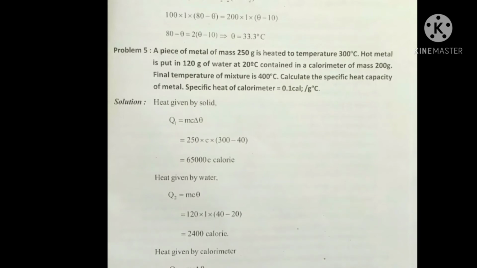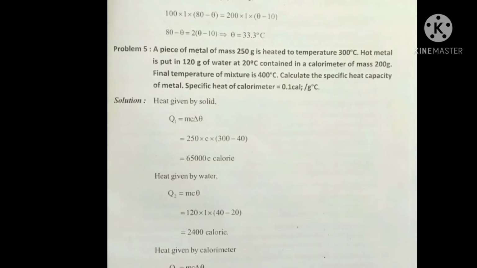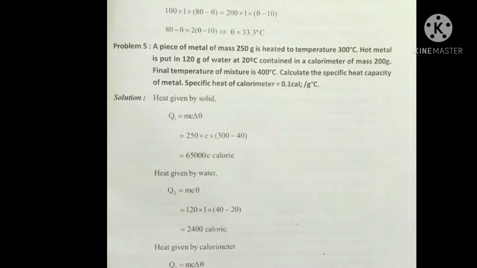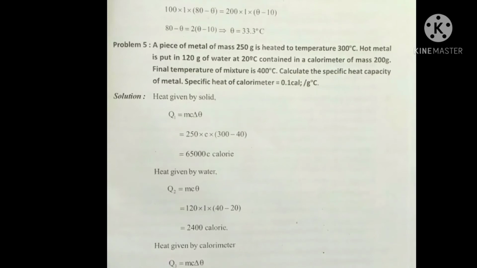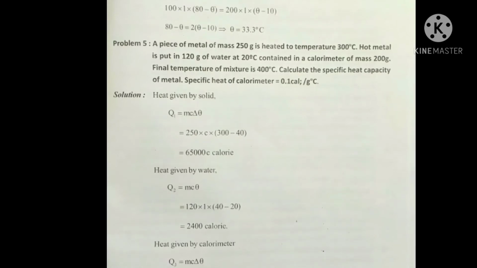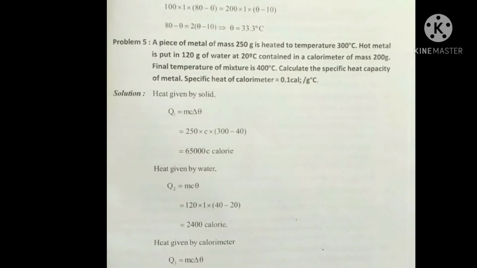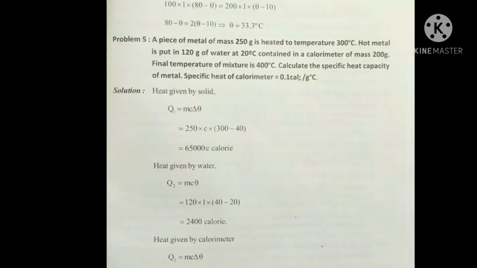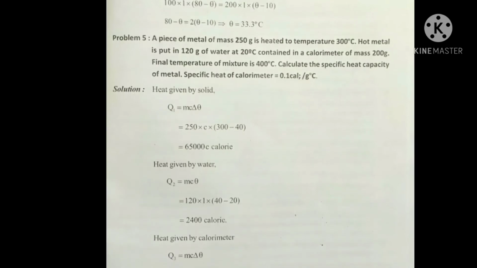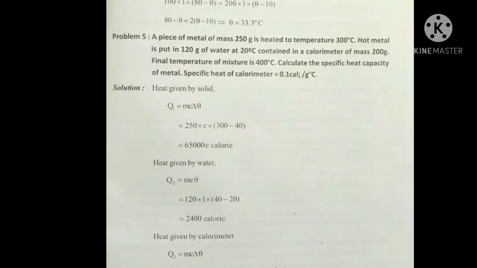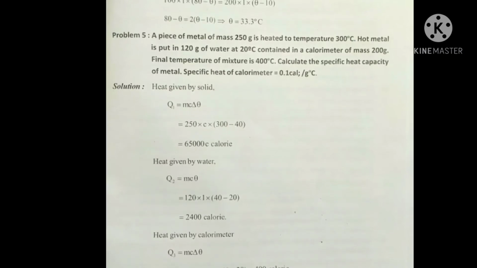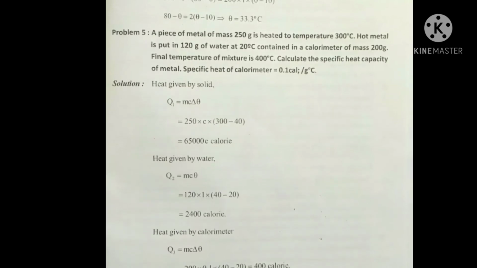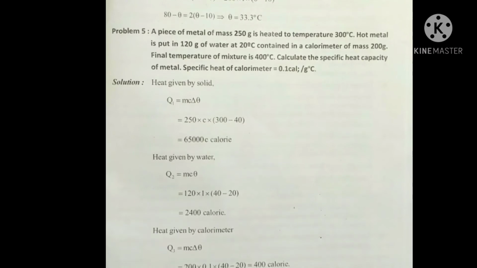Next question, the fifth one. A piece of metal of mass 250 grams is heated to a temperature of 300 degrees centigrade. The hot metal is put in 120 grams of water at 20 degrees centigrade contained in a calorimeter of mass 200 grams. The final temperature of the mixture is, it is not 400, it is 40 degrees centigrade. Calculate the specific heat capacity of the metal. The specific heat of the calorimeter is 0.1 calories per gram degree centigrade.